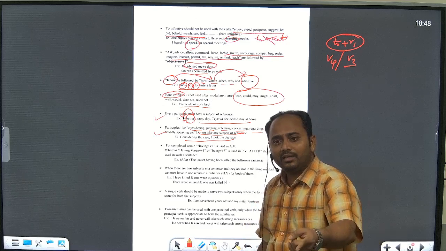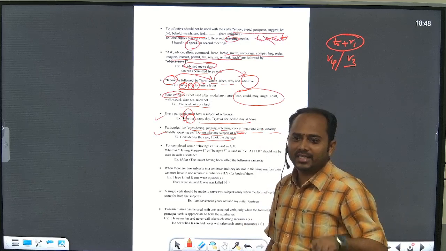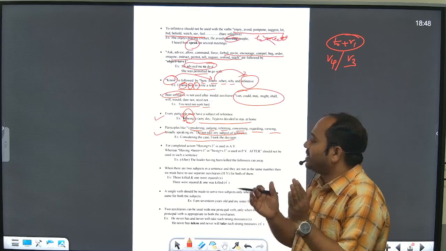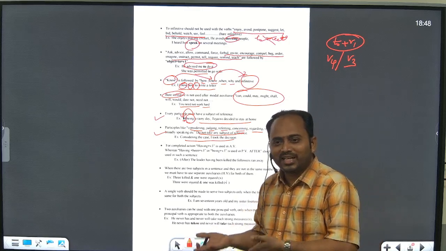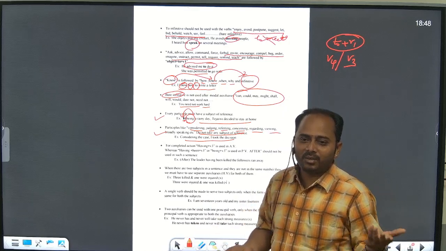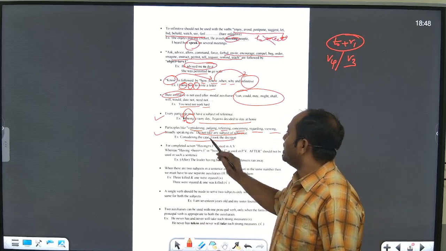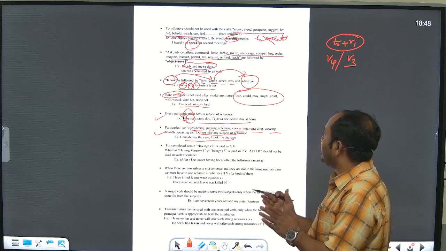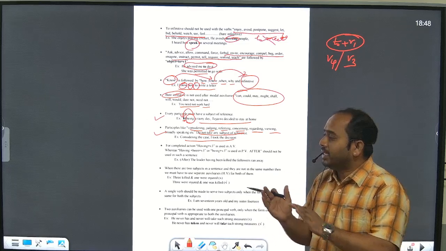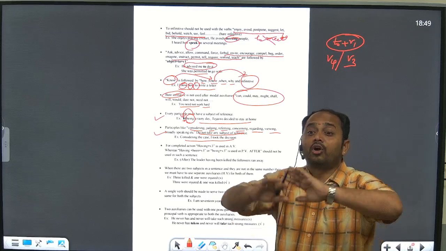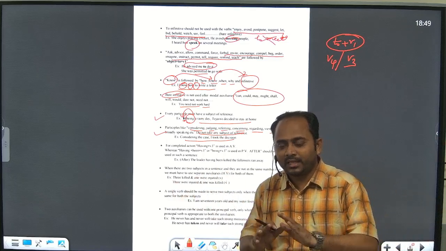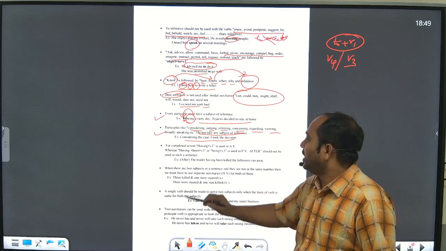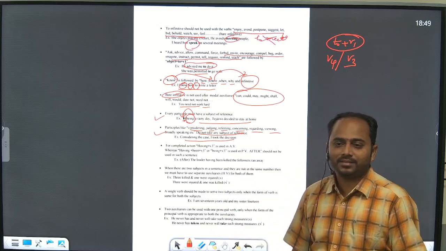"It being a hot day" is accepted. But "considering the case", already the case is mentioned. That is only the subject. So considering is already mentioned. That's the reason these words, considering, judging, referring, concerning, regarding, viewing, are already speaking in a broad manner, so they never take any subject for the reference.